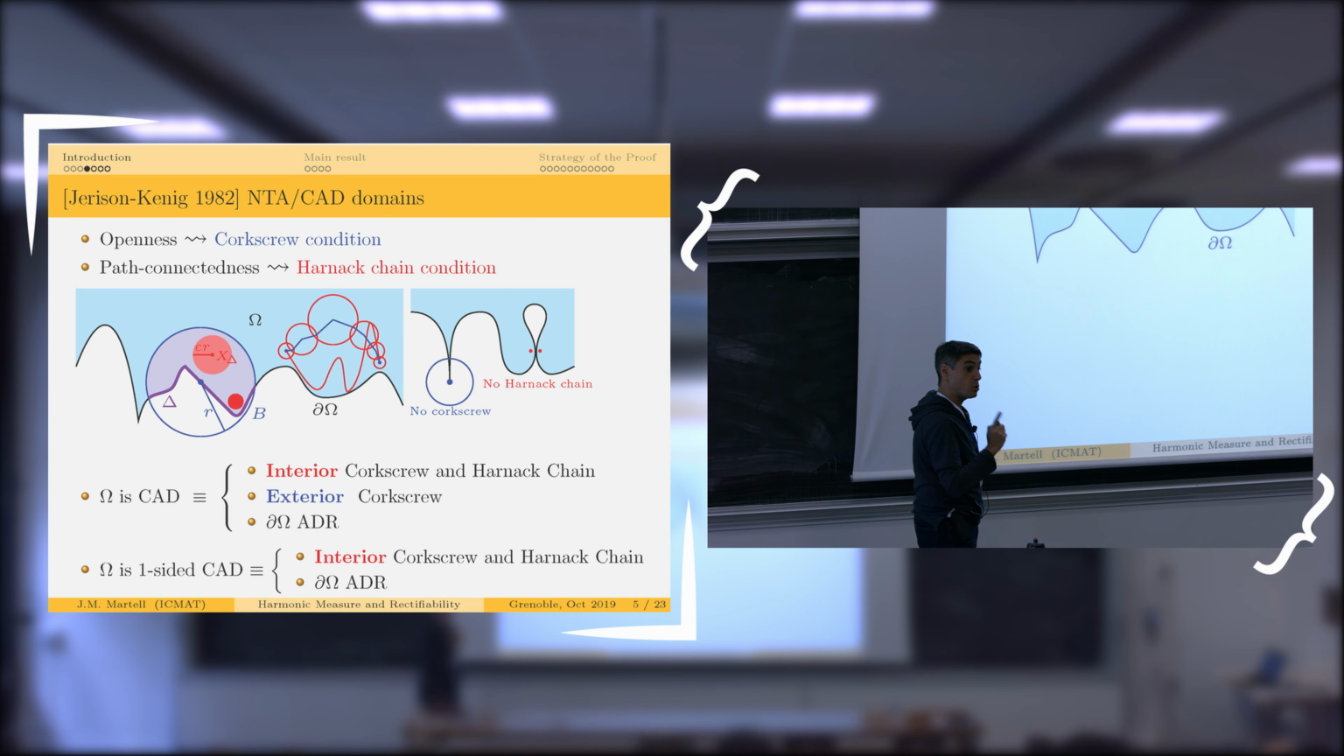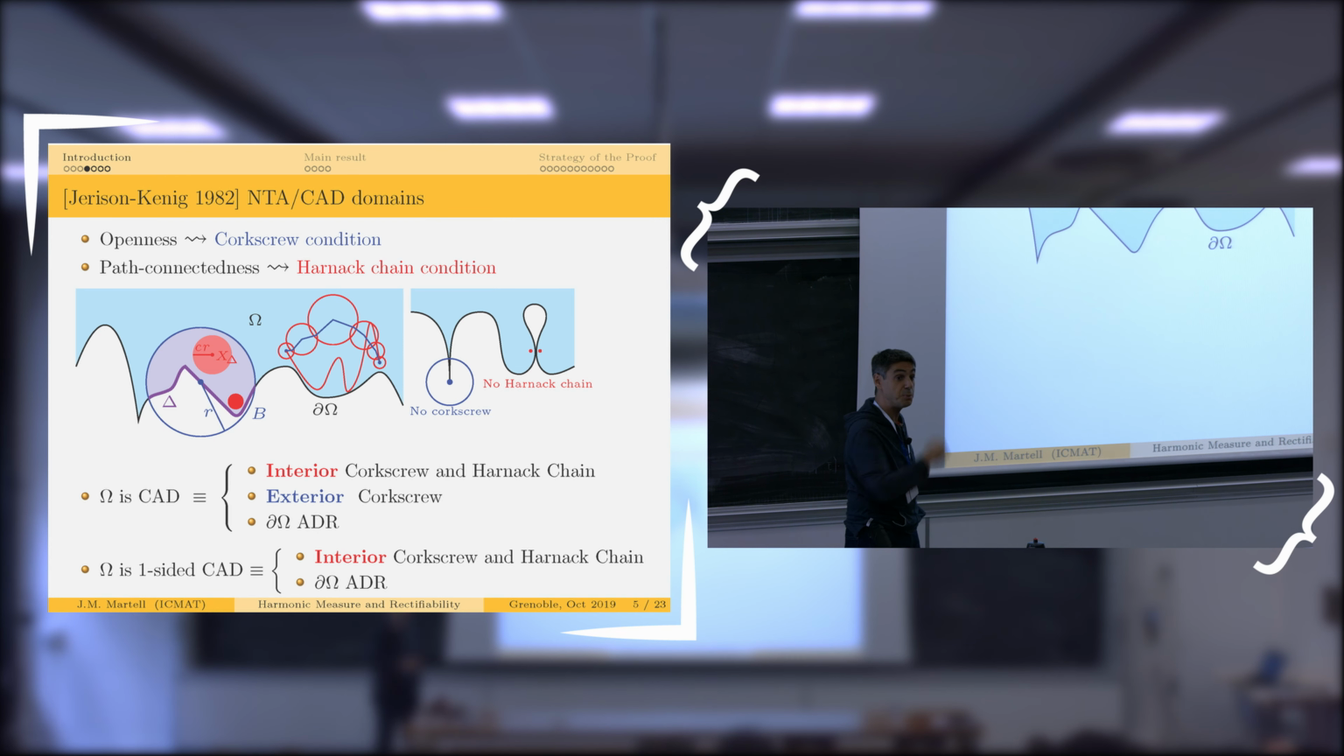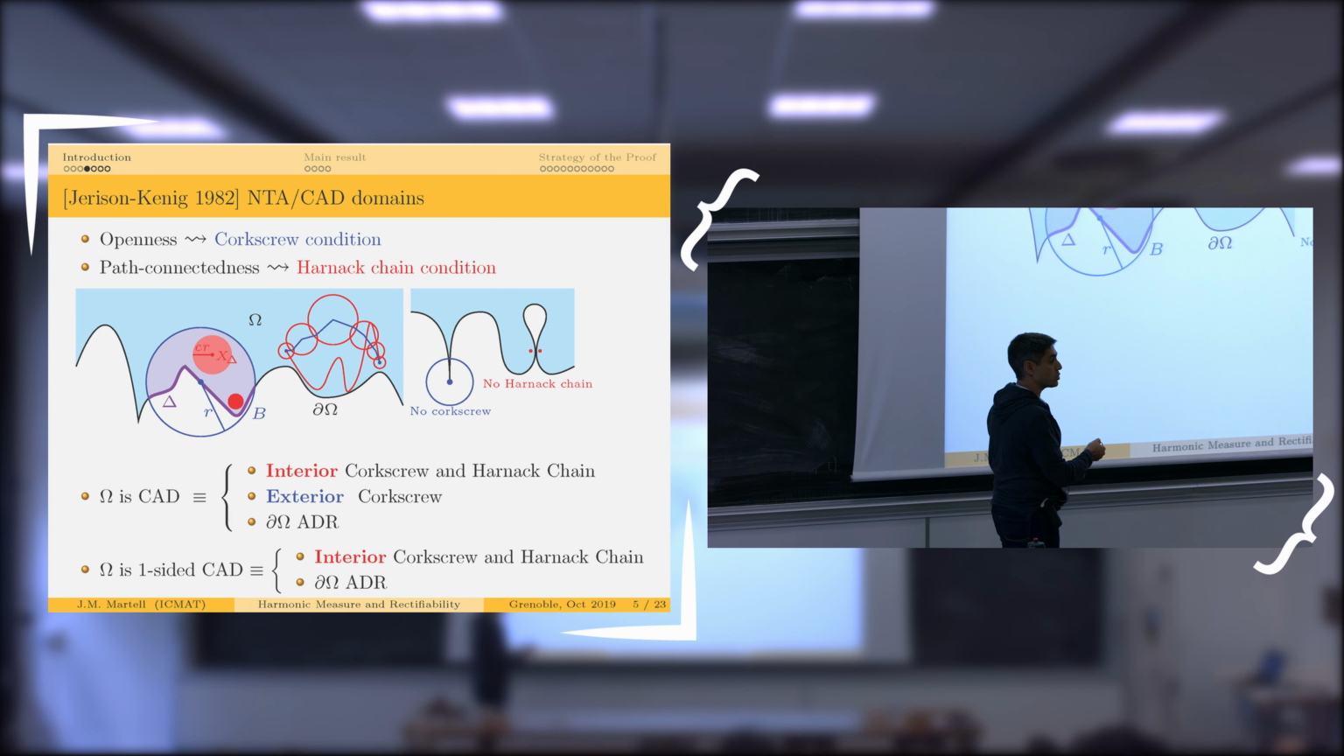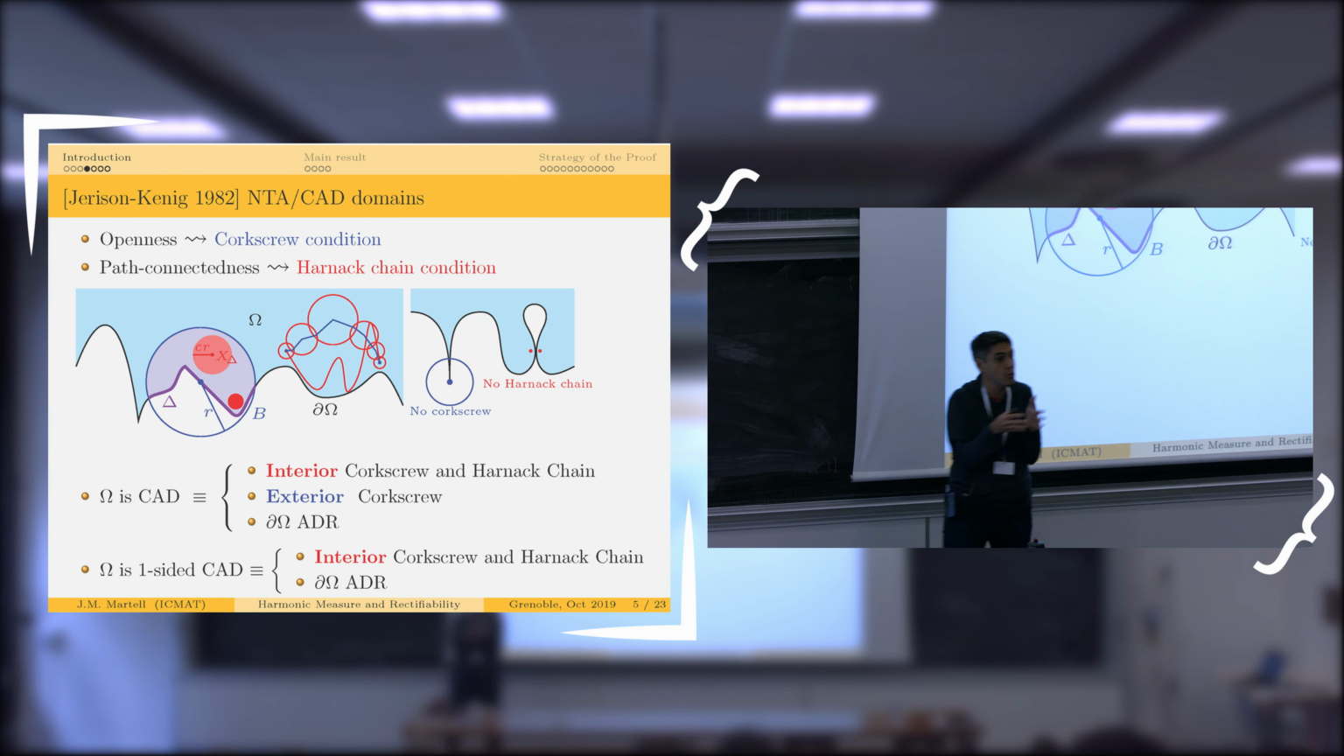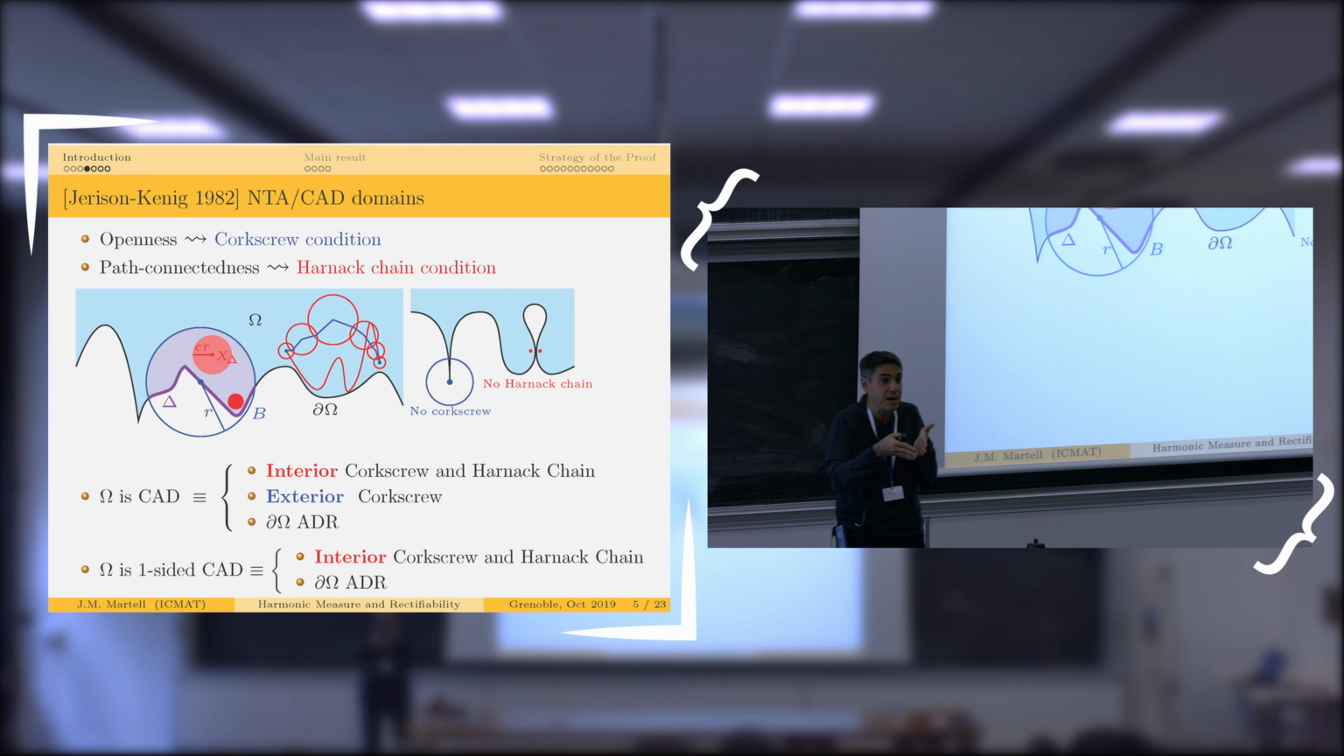So you have control on how long the chain is, which is the same as controlling how long the path is, in a sense. Okay, so let's put a couple of examples in which you don't have the corkscrew or you don't have the Harnack chain. Here it's clear that I cannot have a corkscrew because I cannot insert a ball here, an interior corkscrew. This is so narrow that I cannot put a ball. The measure of the part of the ball that is inside the domain is very tiny, so I cannot find this constancy here. And this doesn't have the Harnack chain.